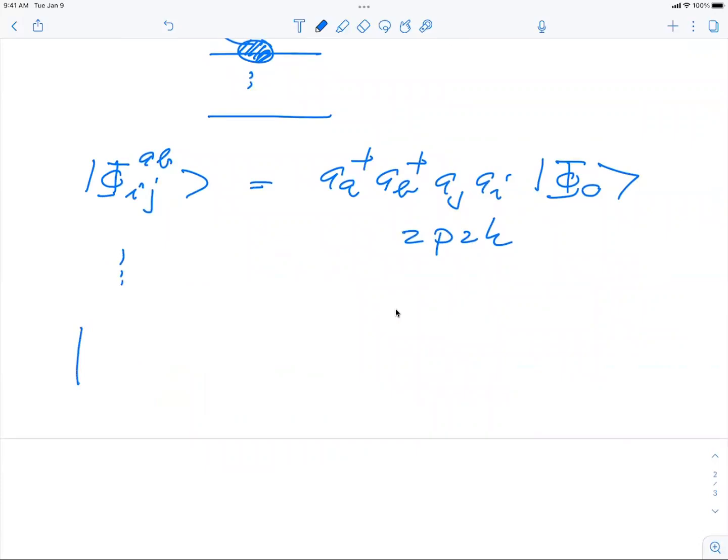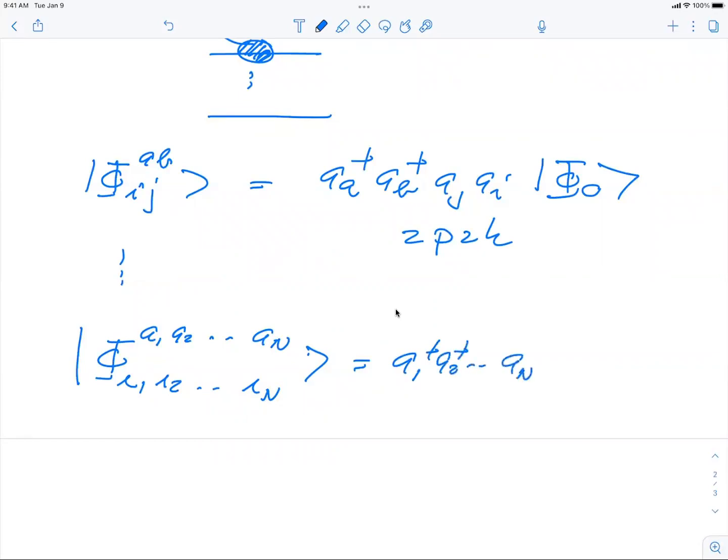And now we need a slightly different labeling. So we could have an i1, i2, up to iN. So these are now the states below the Fermi level. And then we have a1, a2, up to aN. So this is obviously given by a_a1† a_a2† up to a_aN†, and then we have a_iN, a_iN-1, down to a_i1.